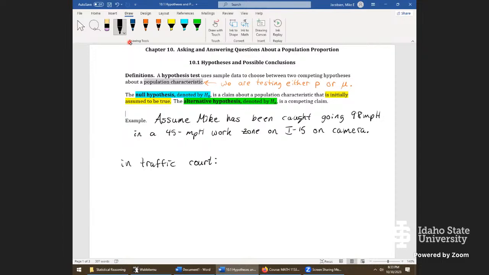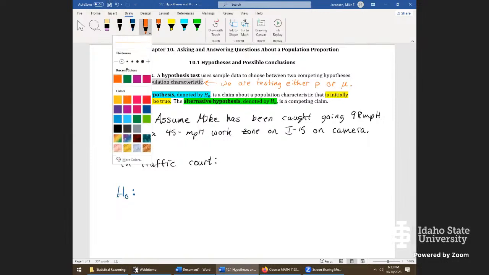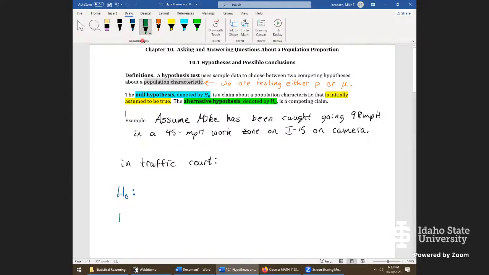If they really want to nail me for this ticket, they're going to start thinking in these terms. There'll be a null hypothesis. We'll write H sub 0. I'll often say H naught for null hypothesis. The naught in H naught is the 0 there. And they'll set up an alternative hypothesis, HA. So that's the setup so far. And no matter what, whether it's hypothesis testing in a statistical problem or in a court of law, the null hypothesis is this. Mike is not guilty.